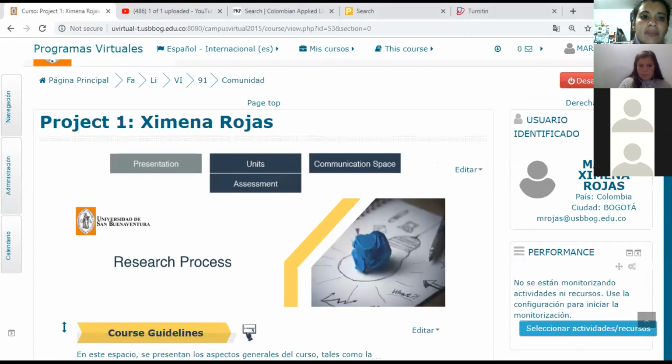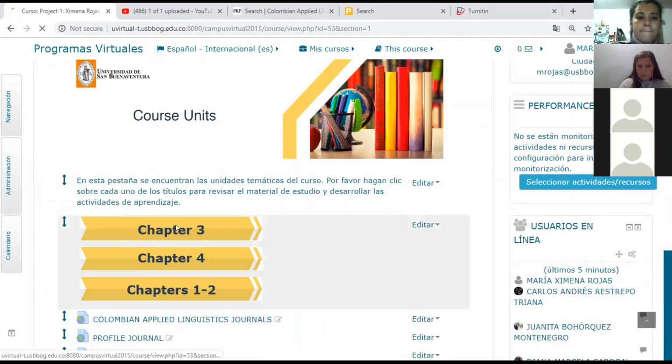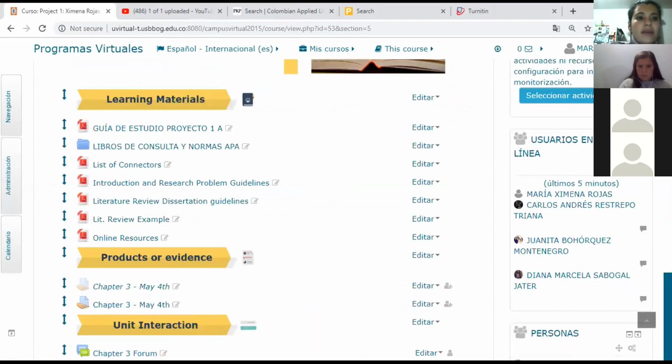And in units, in chapter 3, you have literature review examples, literature review dissertation guidelines, online resources, guía de proyecto, in which you can find the differences, or some websites where you can find information about the statement of the problem, rationale, theoretical framework, literature review.